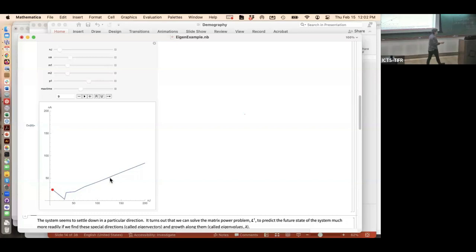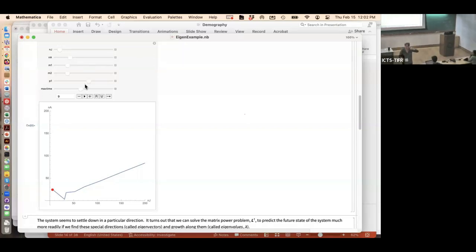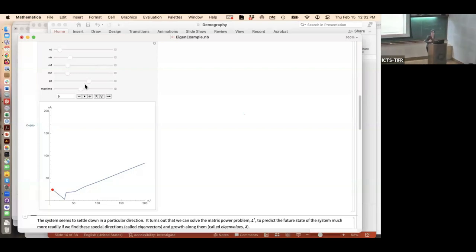Tell me to change something. What do you want me to change? Just any other number. What would you like? M1 or M2. Which one, do you want more babies born to babies or more babies born to adults? More adults. Okay, so that's M2.